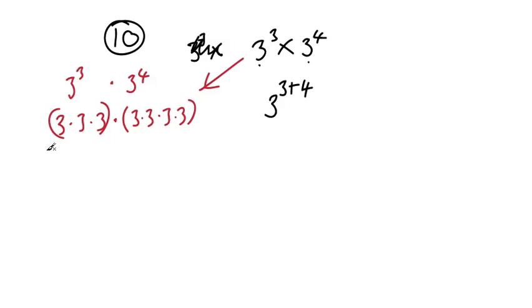So when we look here, we have 3 times itself. How many times in total? We have 3 times itself 7 times. And that's really what we just did here. We have 3 to the 3 plus 4, which is 3 to the 7th. So this is our answer, and that was number 10.